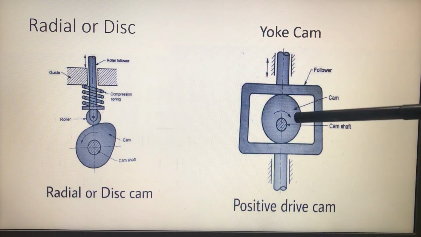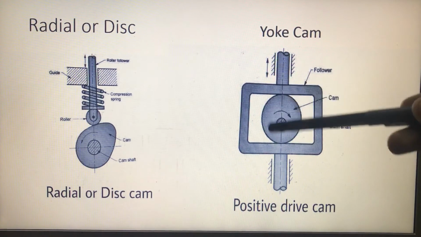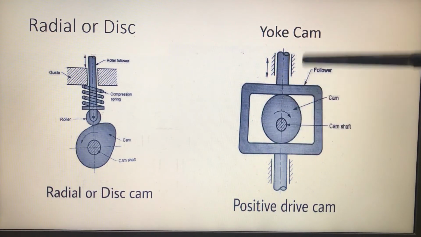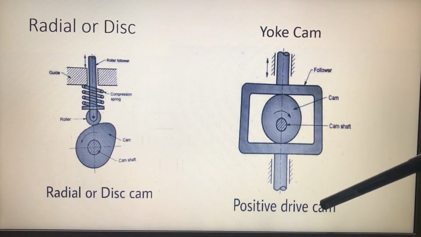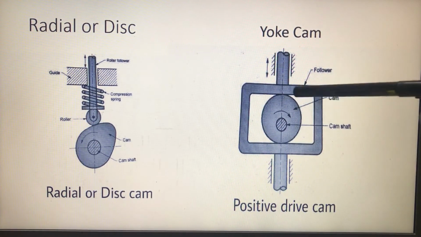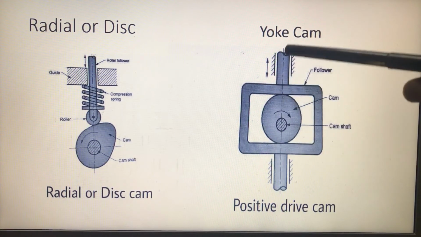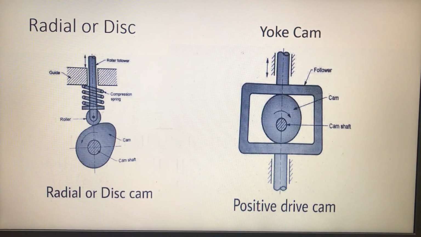This is also one more example for radial cam, because it is having radius. This is also called a yoke cam or positive drive cam. This will be explained in the upcoming slides. As it rotates, it will have translatory motion or reciprocating motion in the guideways.